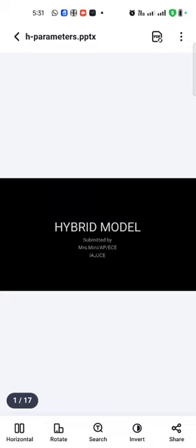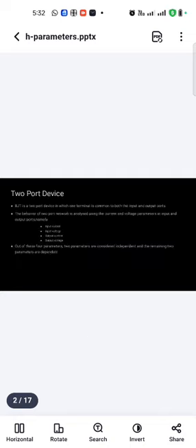In amplifiers, BJT acts as an amplifier. What is BJT? Bipolar junction transistor. In a bipolar junction transistor, three configurations are there: common base, common emitter, and common collector. Among these configurations, common emitter acts as an amplifier.